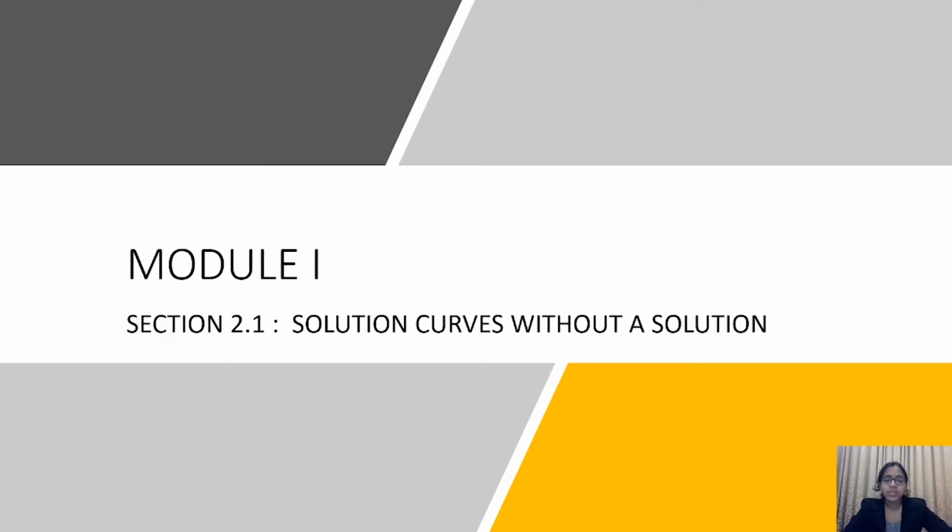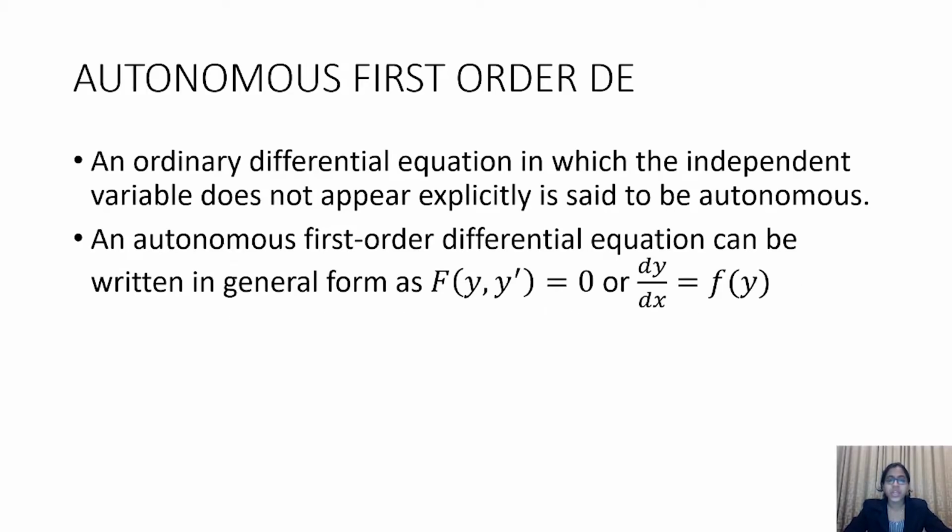So now we shall be concentrating on the concept of an autonomous differential equation. This is mainly focused on first order differential equations. An ordinary differential equation in which the independent variable does not appear explicitly is said to be autonomous. The general form of an autonomous first order differential equation is f of y, y dash is 0, or dy by dx is equal to f of y.